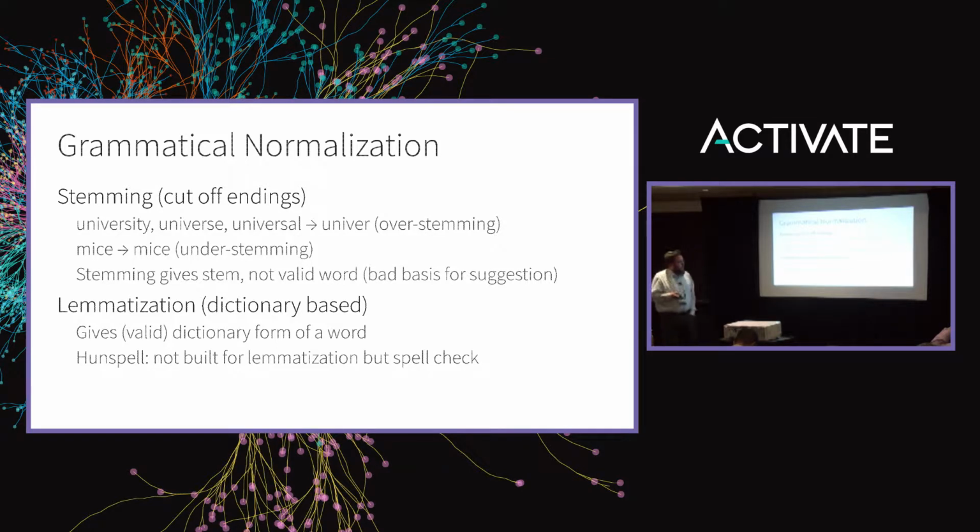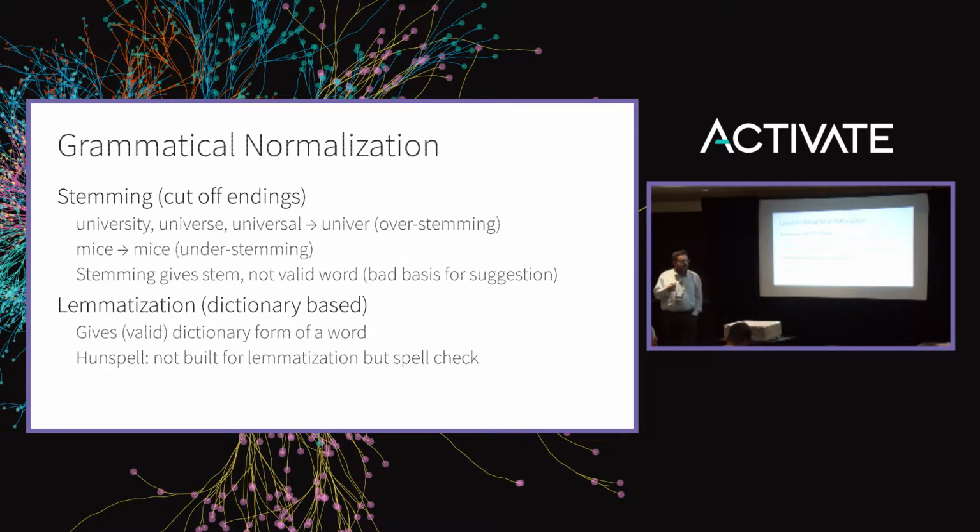So you have 2 problems. Advantage, it's fast and it's easy. It's just a small program. Of course, this is very language dependent. But you have some problems. You can have what's called overstemming. A typical example in English is university, universe, universal.